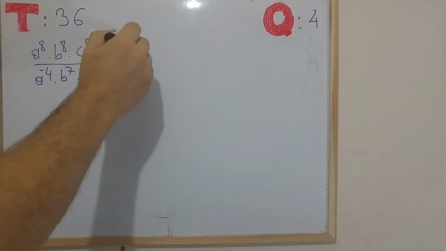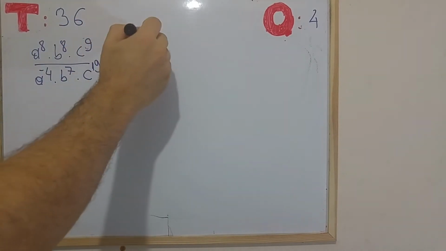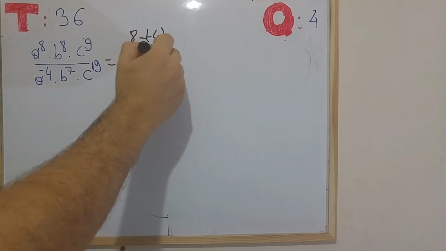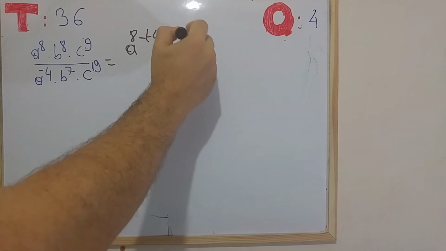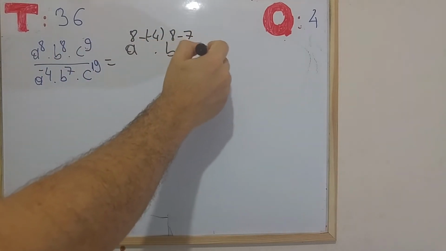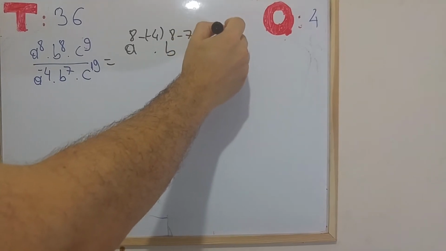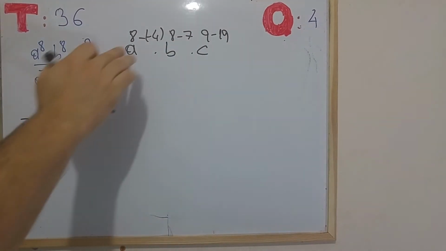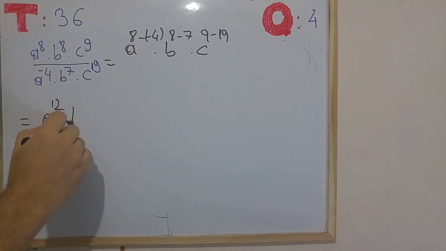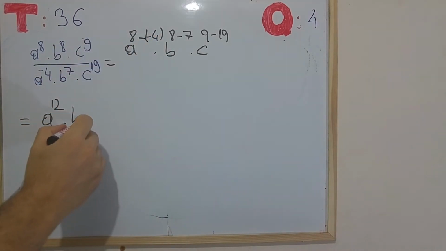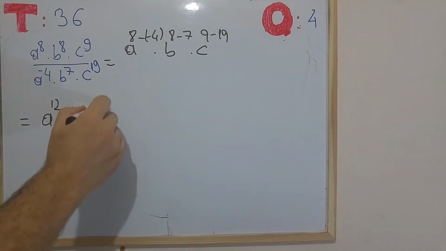This is a to the 8 minus minus 4 times b to the 8 minus 7 times c to the 9 minus 19, which is equal to a to the 12 times b to the 1, so I don't need to write, times c to the minus 10.